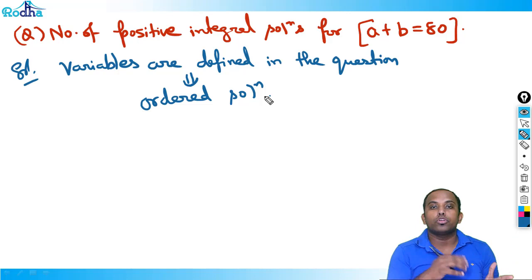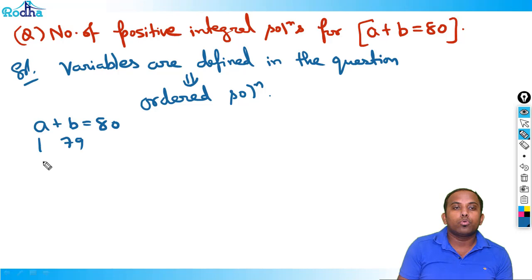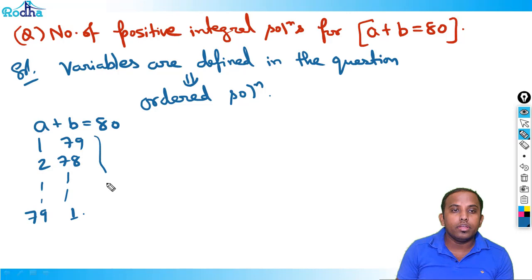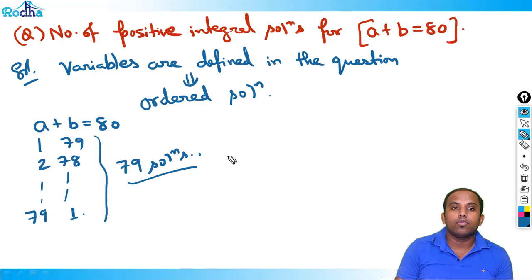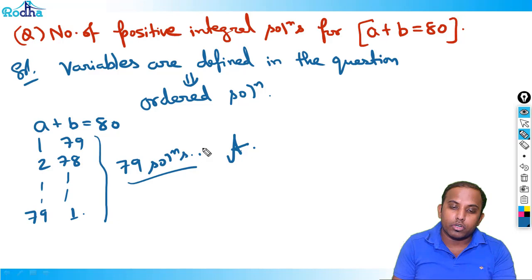So if a plus b is equal to 80, how many solutions will we have? Same thing: we'll have 1, 79, 2, 78, like that till 79, 1. We'll count everything here. How many ordered ways? Total 79 solutions is the answer if you have to find ordered solutions. I hope it is clear. Any doubt in this? I don't think so. Now let's move to product.